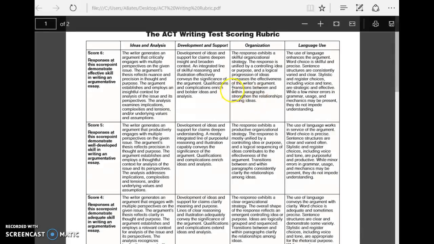Okay, so if you're able to do both those, the external and the internal transitions, that's going to get you the 6 under organization. And that's a pretty easy thing. It's pretty easy 6 to get.